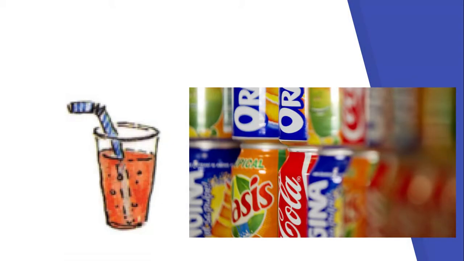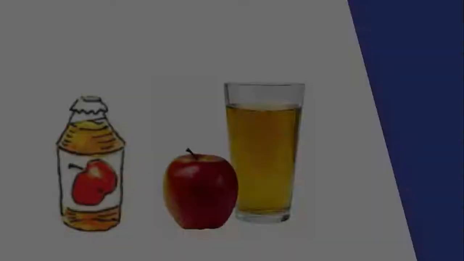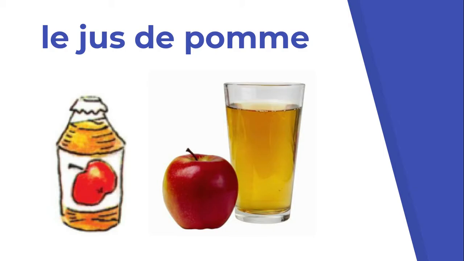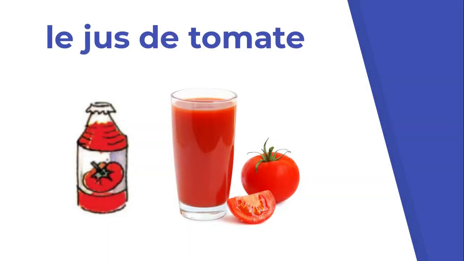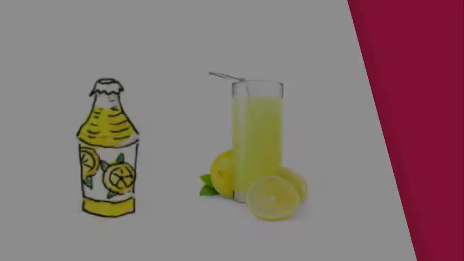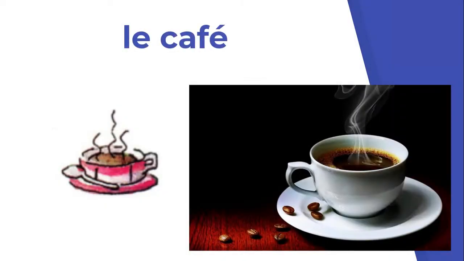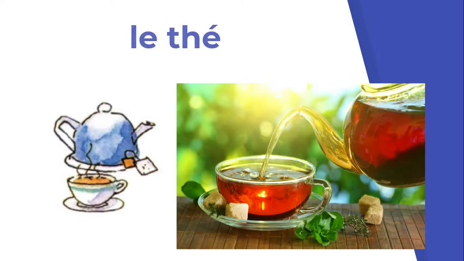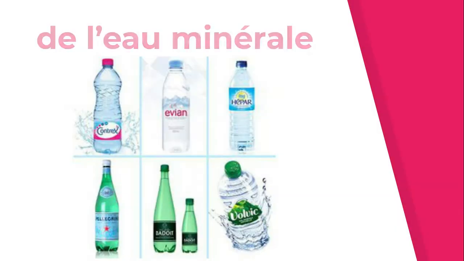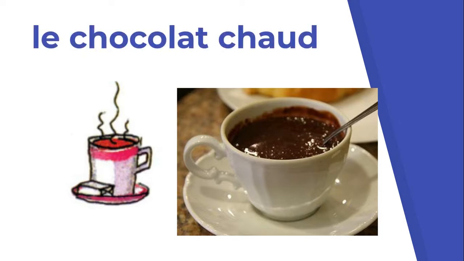Ok, bien. Répétez, s'il vous plaît. Le soda. Le jus d'orange. Le jus de pomme. Le jus de tomate. Have you figured out what's the word for juice yet in French? Le jus. Good. Répétez. Le jus de raisin. La limonade. Le café. Le thé. De l'eau minérale. Le chocolat chaud.